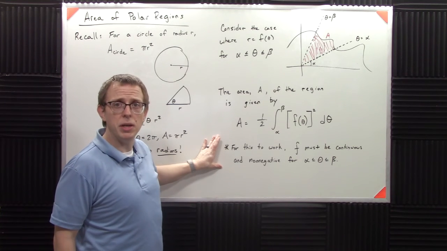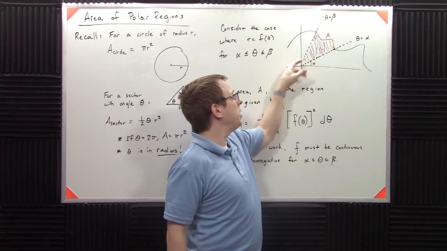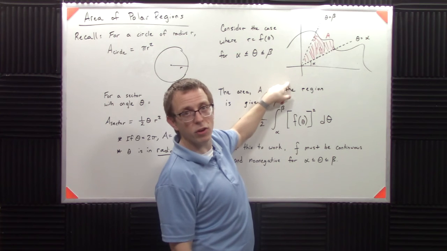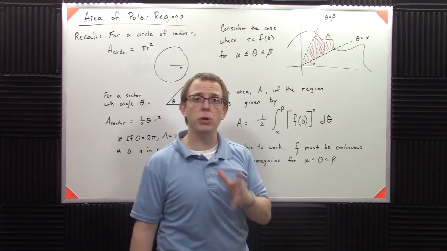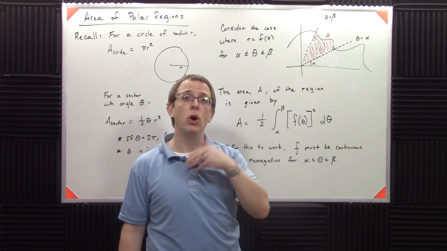FYI, the function needs to be continuous and non-negative. The reason being is if it gets to be negative, then you're not really going from this angle to that angle, right? If you're negative, you're actually over here. So your angle is going to be different. So make sure when you set this up that your function output is never going to be negative, or this is invalid.